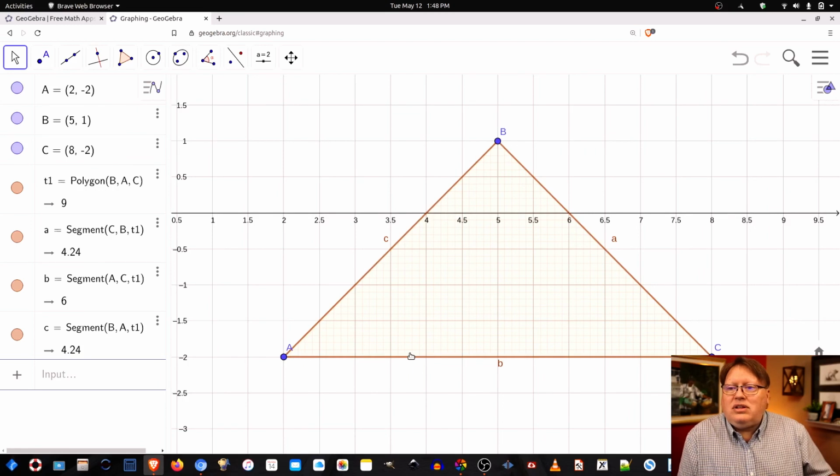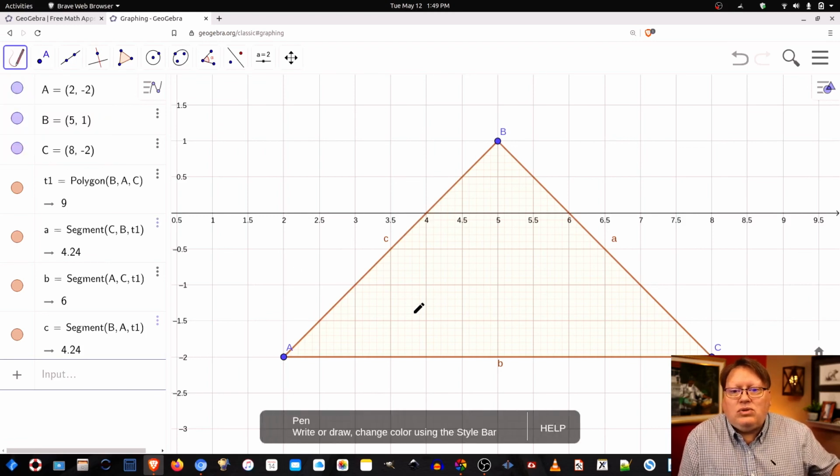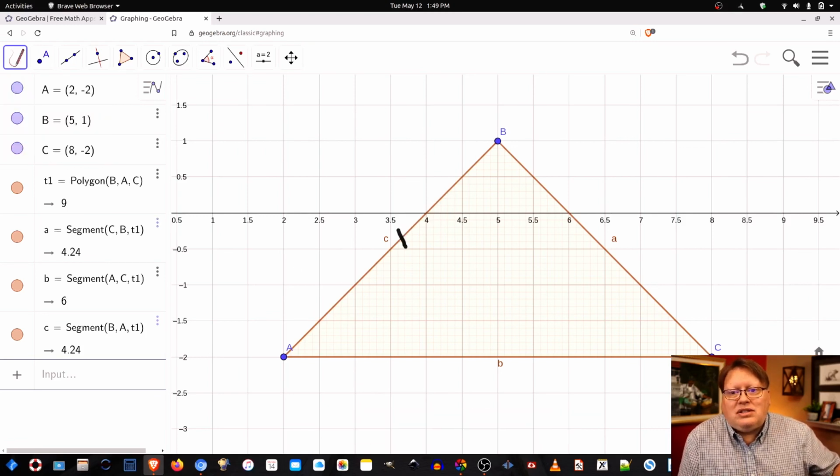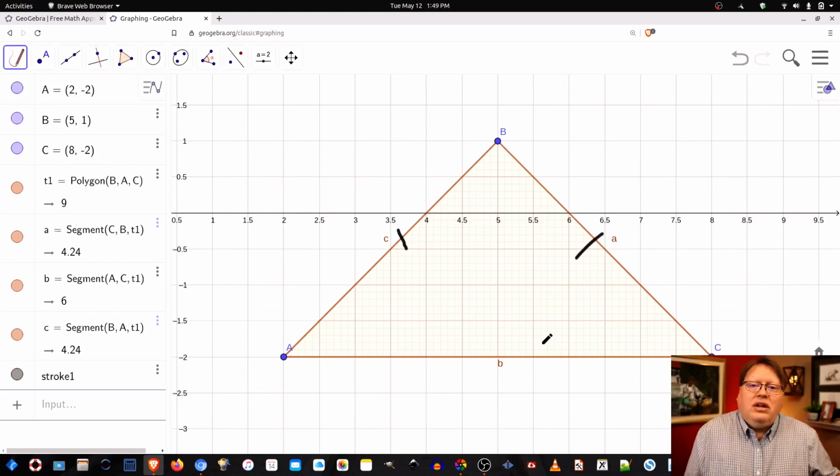Now the interesting thing is if I look at sides A and C, I can see that this is a 4.24 measure and this is 4.24 measure. So what does that tell you? Well, it tells me I have 2 congruent sides on this figure. So I'm going to go to my pen tool. I'm going to say that this side is congruent to that side. Okay? So that's something that we definitely know to be true on this figure.